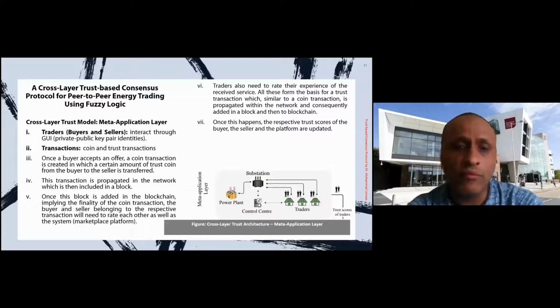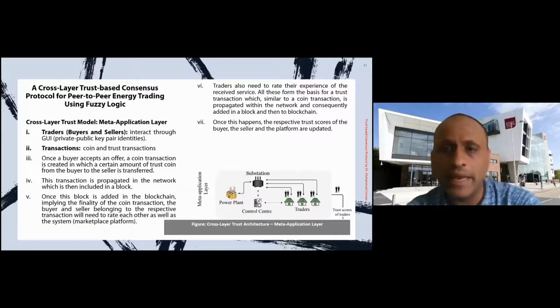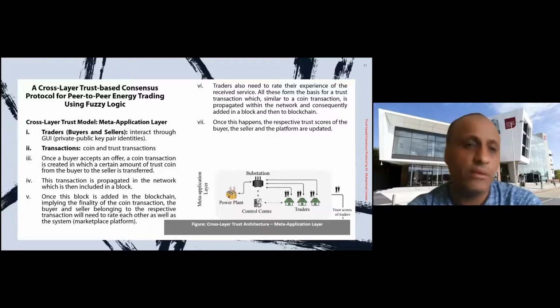All these form the basis for a trust transaction, which, similar to a coin transaction, is propagated within the network and consequently added in a block and then to the blockchain. Once this happens, the respective trust scores of the buyer and the seller as well as the platform are updated using the process that executes at the next layer, that is the application layer.